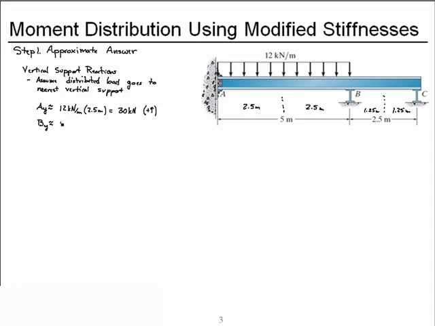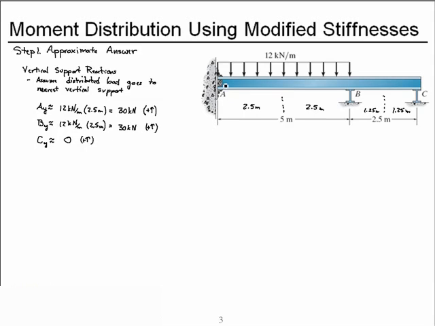We'll expect BY to be 12 kilonewtons per meter times the 2.5 meters. There's nothing coming from the other side of B. This one we also expect to be approximately 30 kilonewtons up. And so CY we predict to be 0.